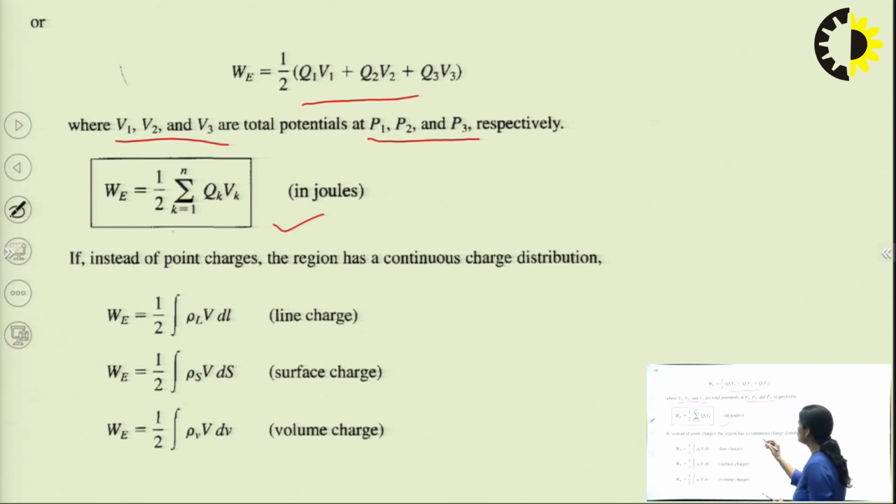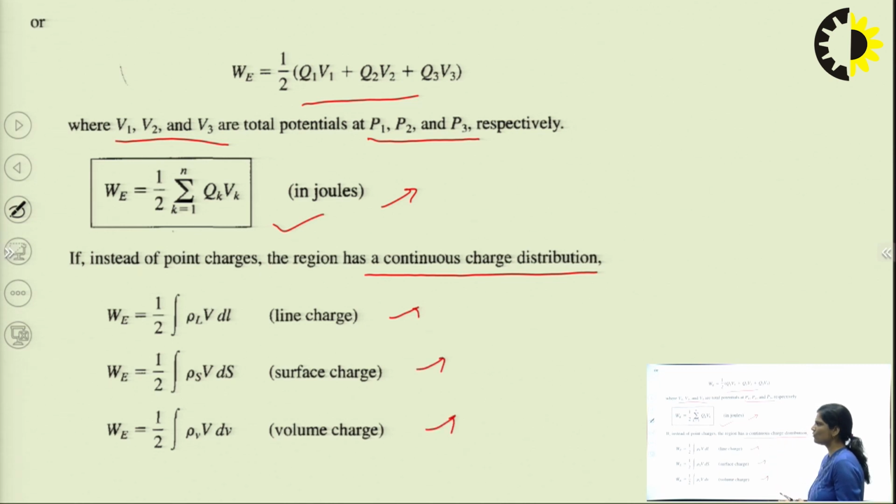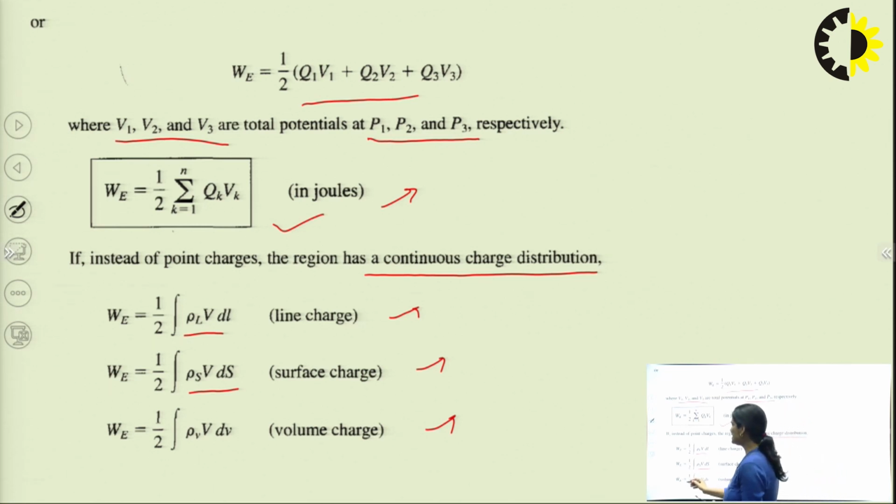Now here, if instead of point charges the region has a continuous charge distribution, this was for point charge. If you have line charge, surface charge, or volume charge, how can you write this equation? WE is equal to 1 by 2 integration rho L V dL, this is for line charge, and WE is equal to 1 by 2 integration rho S V dS for surface charge, and the third one WE is equal to 1 by 2 integration rho V V dV for the volume charge.